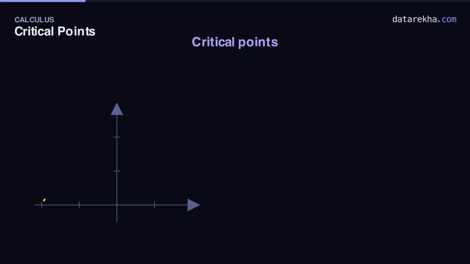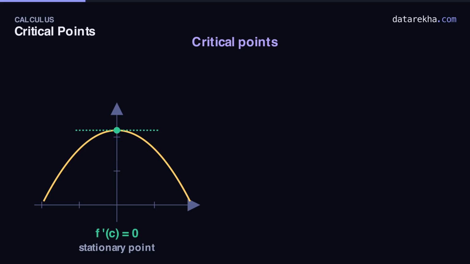Two flavors. On the left, a smooth peak where the slope is exactly zero. The tangent lies flat. When the derivative is zero, we also call it a stationary point. The function pauses, going neither up nor down.